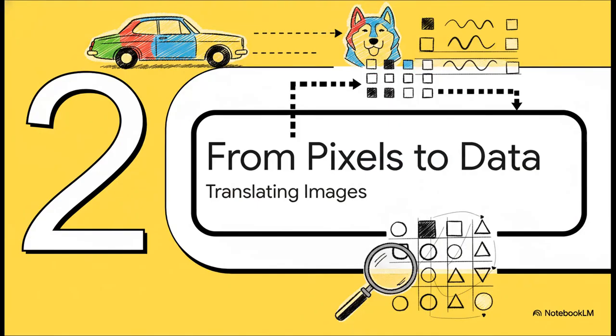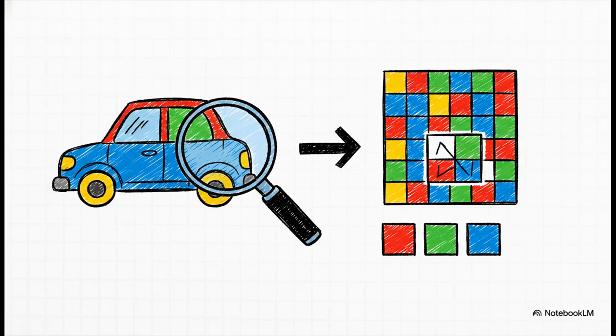Okay, so think about this. How do we take a colorful, complex picture of, say, a car and turn it into something a machine can process? Well, it's all about translation. To a computer, this beautiful image isn't a car or a dog or a sunset. It's just a grid of numbers. That's it. Every single pixel has a value for red, green, and blue. The AI doesn't see color, it just sees the numbers that represent that color.